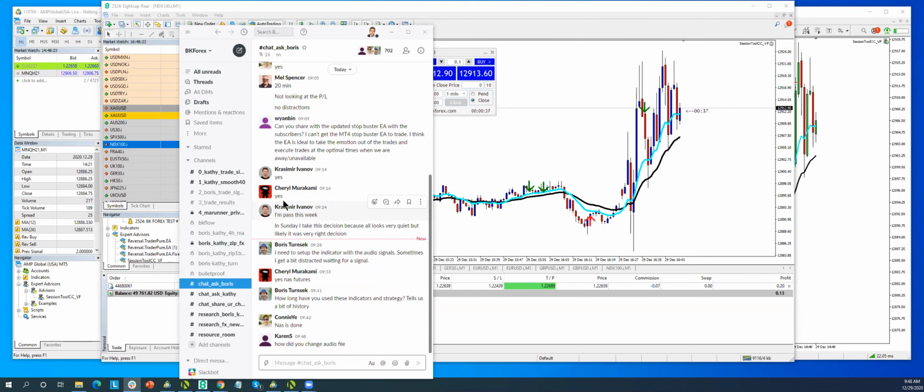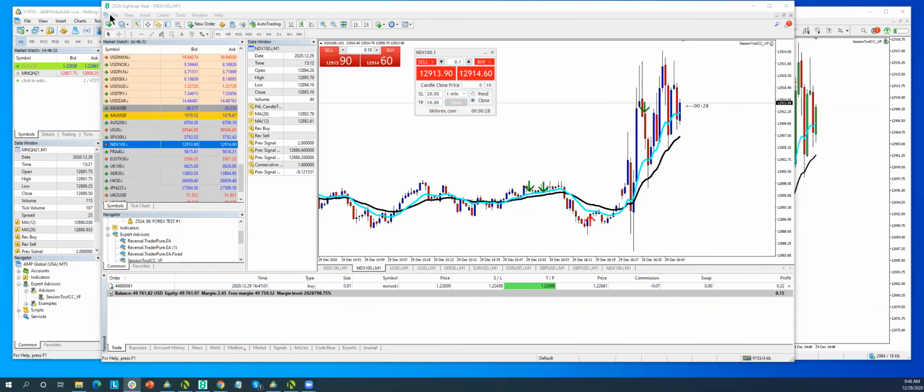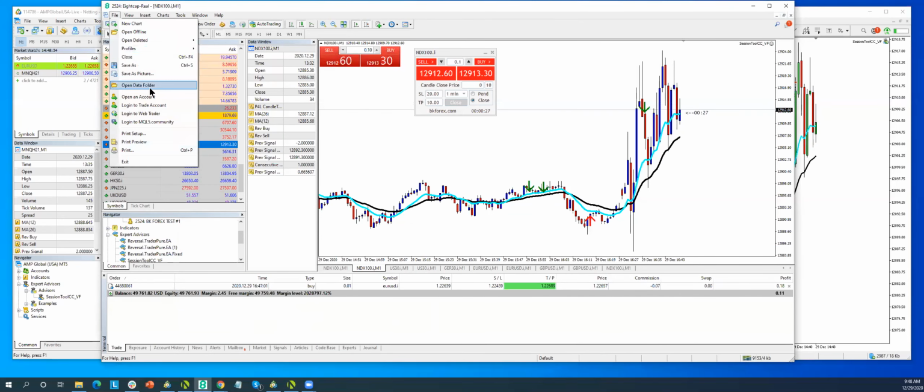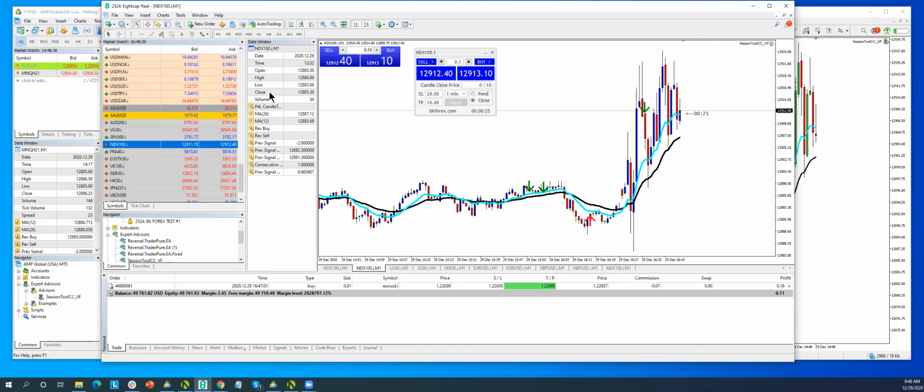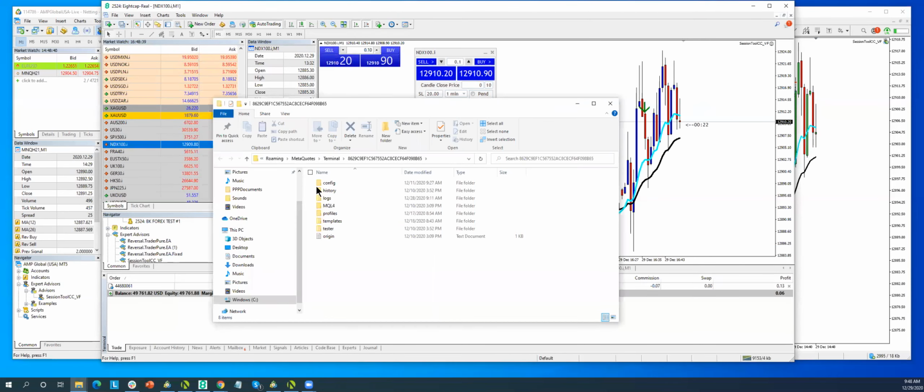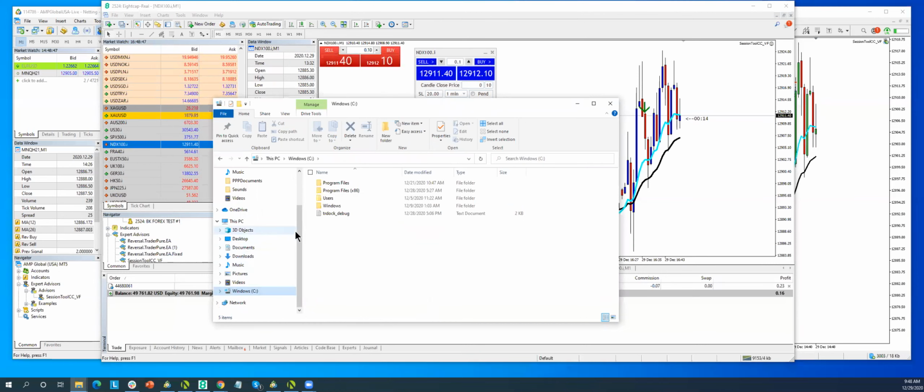How do you change the audio file? Okay, so this is a great question. Let me show you. What you have to do is go to Open Data Folder. So you've got to go here. Where are the data files? The data files are not in your MT4 folder.